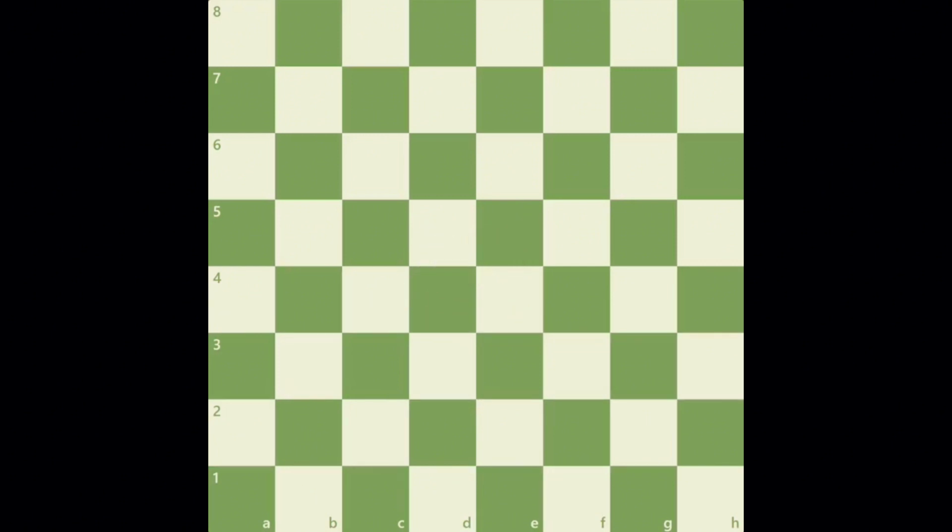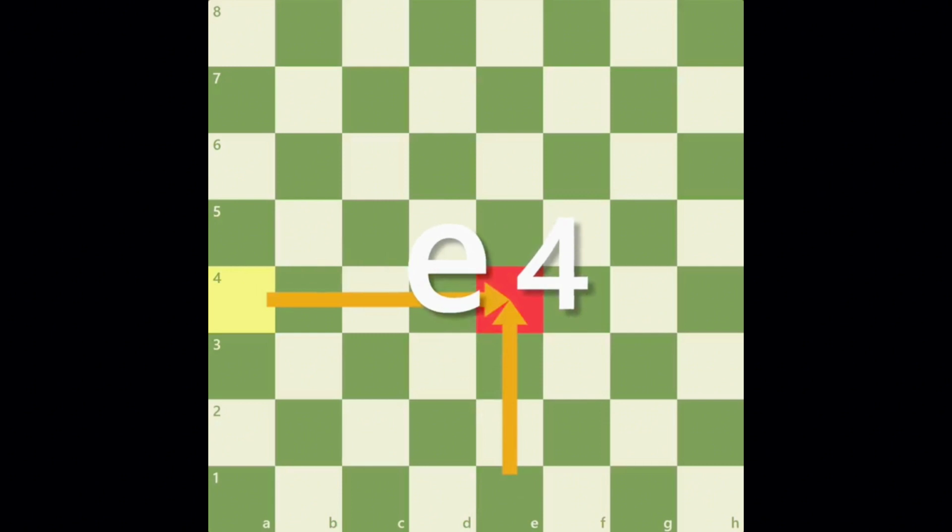Let's take a look and see where the E file meets with the fourth rank. Notice the arrows point at E4, so this square is known as E4.